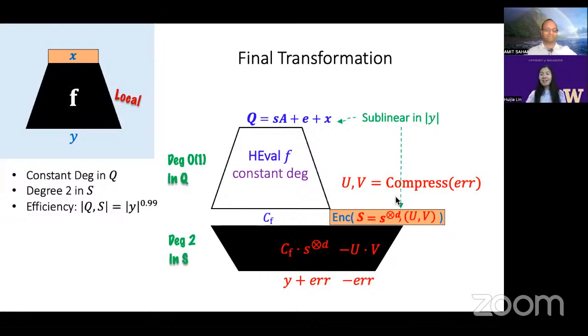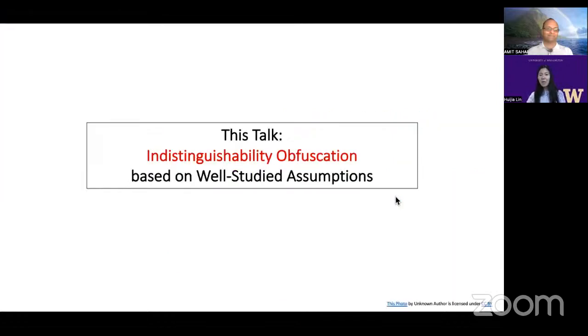This concludes our idea of bridging the gap between hiding a local constant degree function and hiding only degree 2 polynomials. And this enables us to build indistinguishability obfuscation, this very, very powerful tool, based on 3 well-studied assumptions.